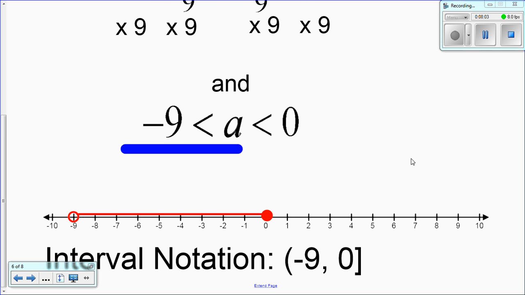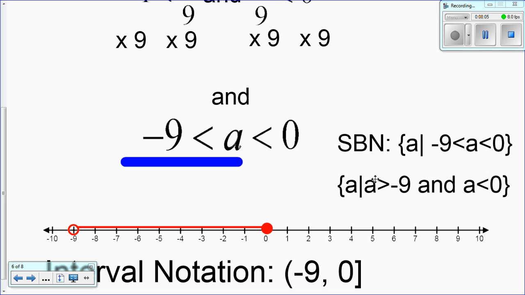Nope, don't care about that. So, set builder notation. You can either write it as your two separate inequalities or as your one big inequality. It doesn't matter. Okay? I hope I explained that well.